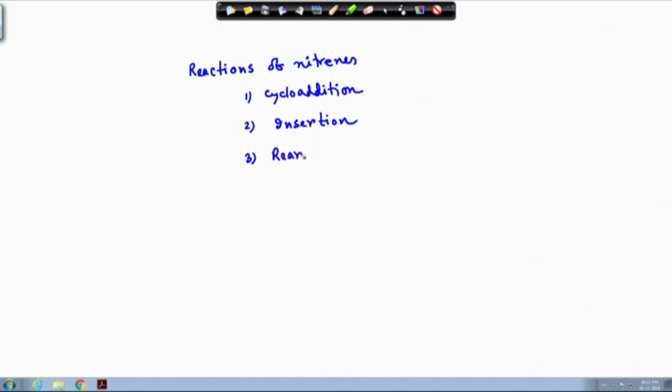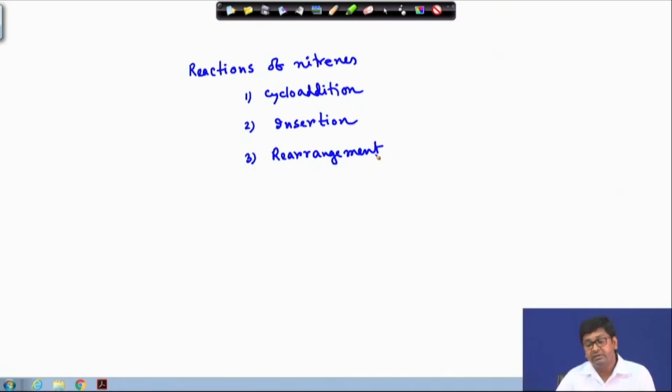And finally we will discuss a lot of rearrangement reactions. As per example, Hofmann rearrangement, Lossen rearrangement, Curtius, like different types of rearrangements with nitrenes we will discuss. So, next we will see the first topic of our nitrene reactions, that is the cycloaddition.